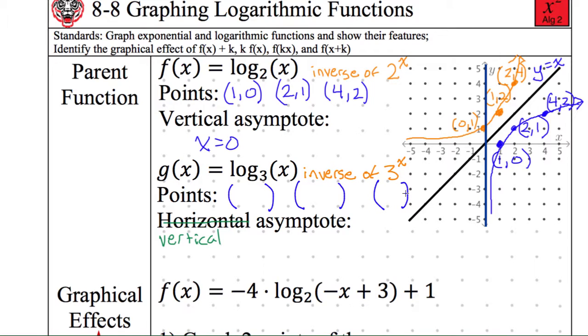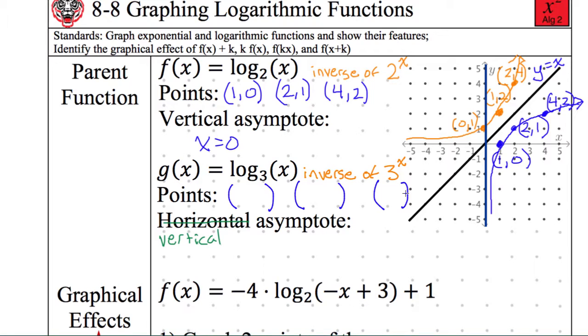Note that the 3 points that you can get, you're literally plugging something into the y value and getting something out for the x. That's what it means to be an inverse. You're switching the input and output. So if I plug in 0, 2 to the power of 0 was 1. If I plug in 1, 2 to the power of 1 was 2. If I plug in 2, 2 to the power of 2 was 4.